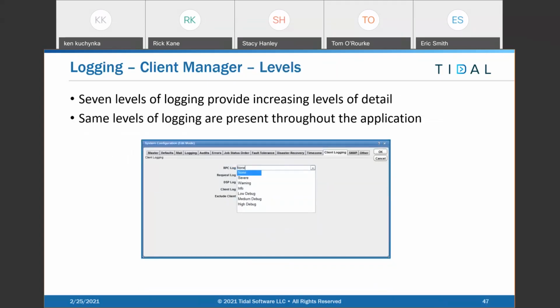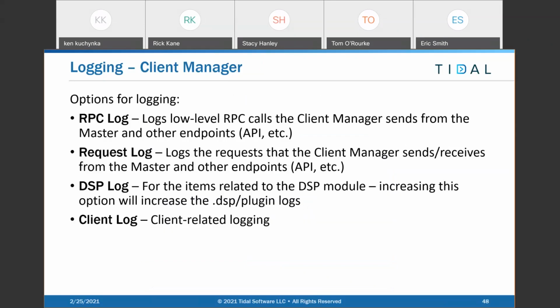The logging levels apply across all areas of the application. They range from none, as we can see here on the screen, all the way up to high debug. Each level builds off of itself. None is just that: no logging is generated. High debug is the highest level you can have, and it provides the most detailed levels of logging in the log files. For the client manager specifically, the 4 areas monitored via logging are going to be the RPC logs.